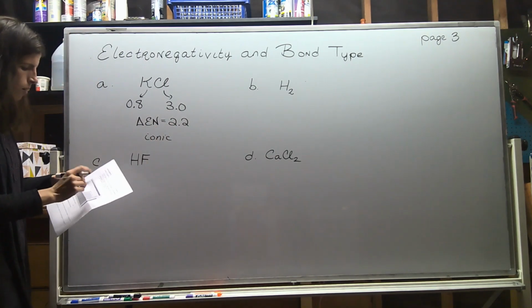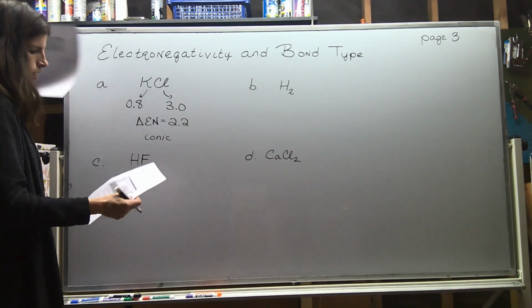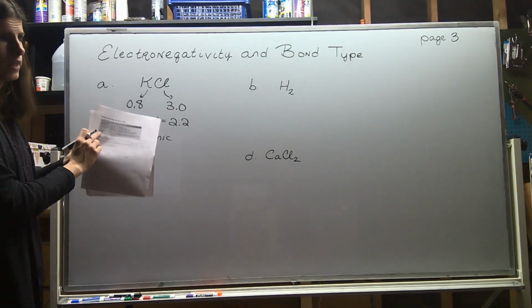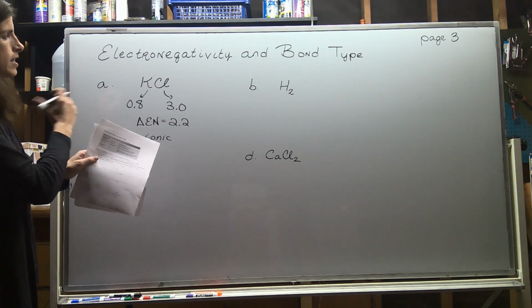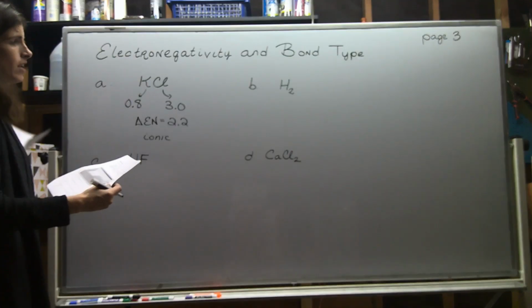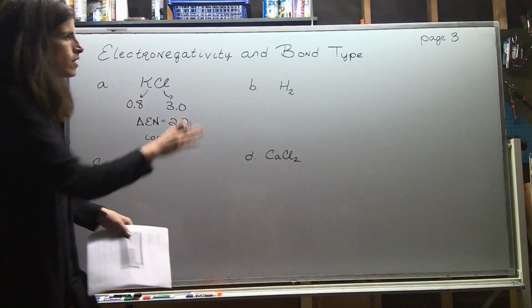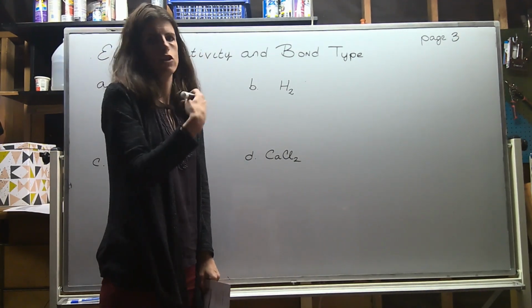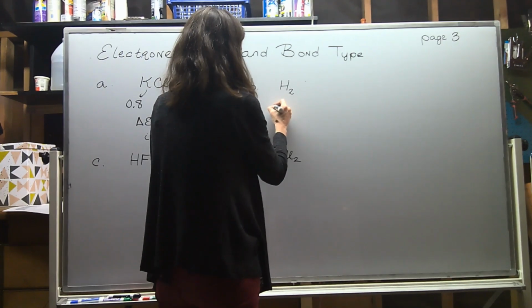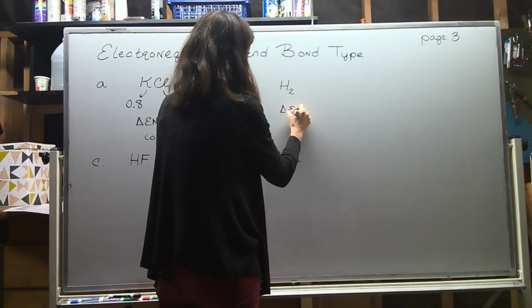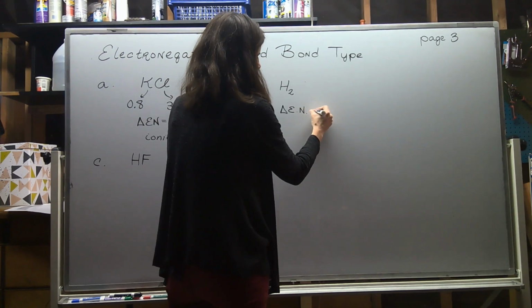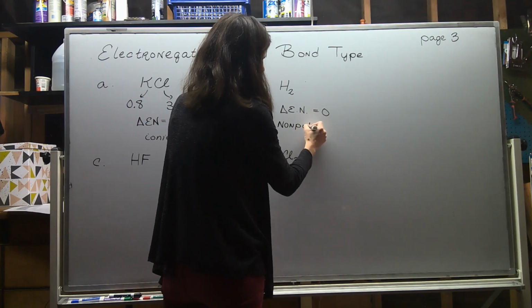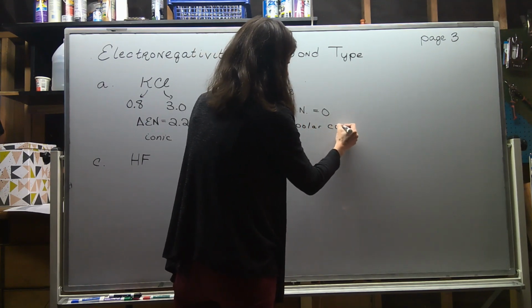Remember, and that's on page 3, they break it down. Whenever you're above a difference of 1.9, you're classified as an ionic compound. The sharing just isn't going to happen. They're too different. We can look up the values, but we don't have to. This is a case of twins. They're going to share perfectly. So we know that it has a difference in the electronegativity values of 0, and this is going to be nonpolar covalent. Perfect sharing between the two hydrogen atoms.